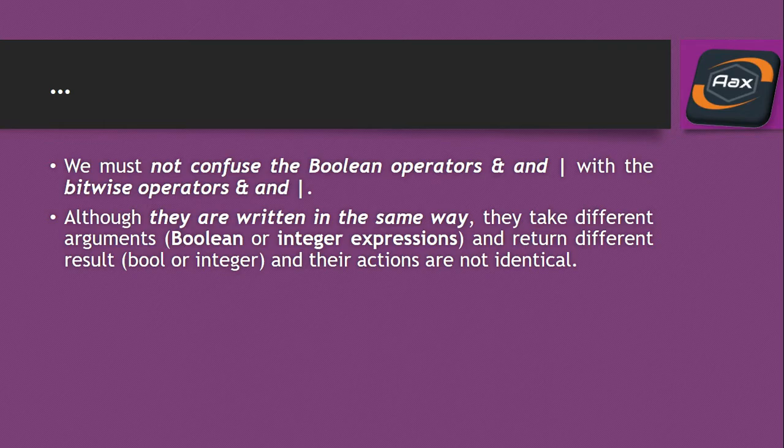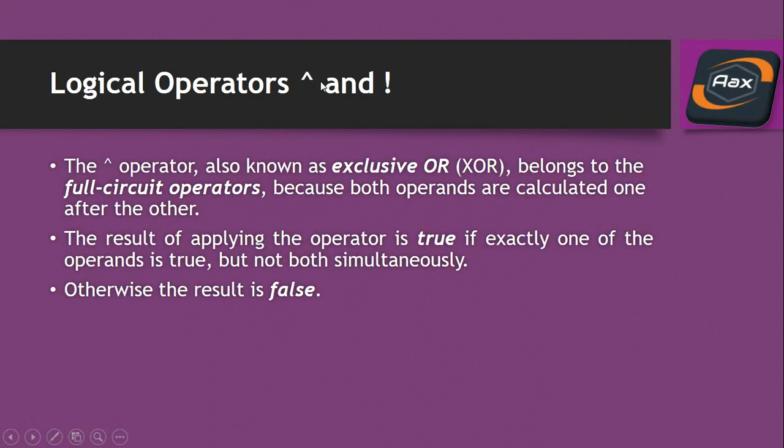Here we don't have to confuse the Boolean operator AND and the Boolean operator OR with bitwise operators AND and bitwise operators OR. They are written in the same way but take different arguments. The Boolean operators take Boolean values and the bitwise operators take integer expressions, and the result is Boolean for Boolean operators and integer for bitwise operators.